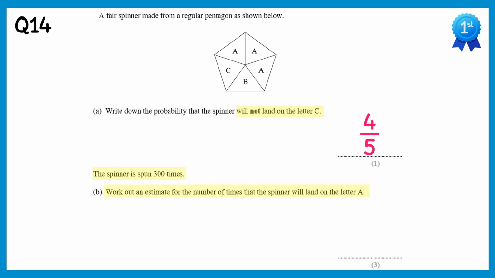For part B, we're going to spin the spinner 300 times, and we need to work out an estimate for the number of times the spinner will land on the letter A. If we look at the spinner, there are 3 sections for A, so the probability of landing on A is 3 out of 5, since there are 5 sections in total.